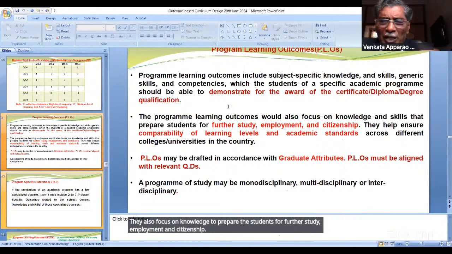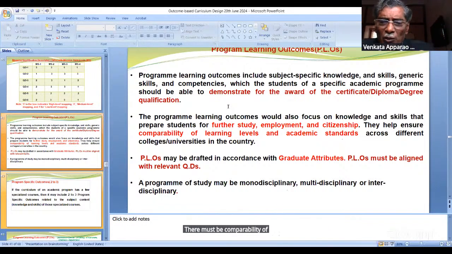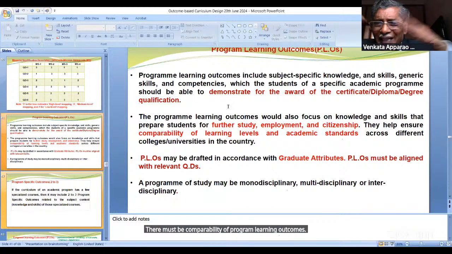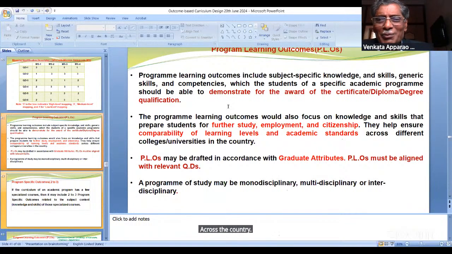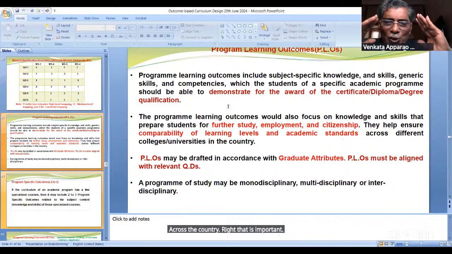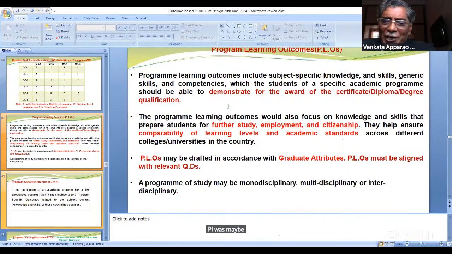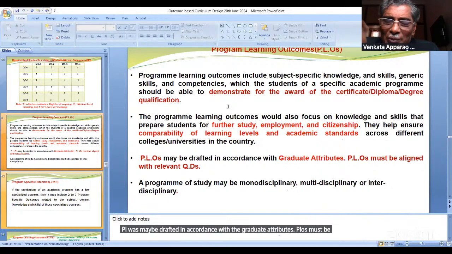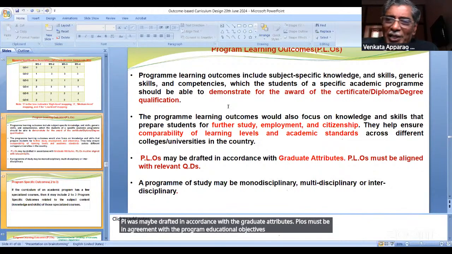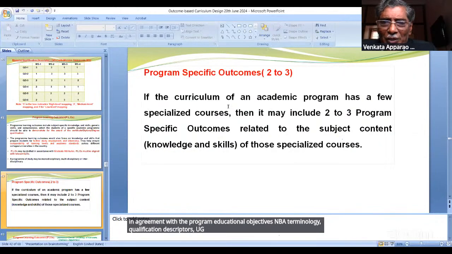There must be comparability of program learning outcomes across the country, right? That is important. PLOs may be drafted in accordance with the graduate attributes. PLOs must be in agreement with program educational objectives, NBA terminology, or qualification descriptors, UGC terminology, right?